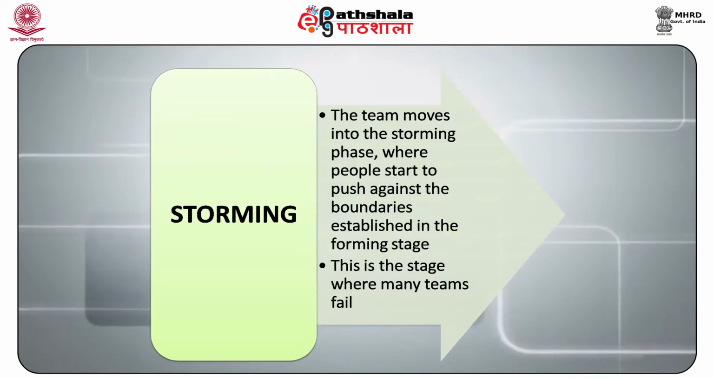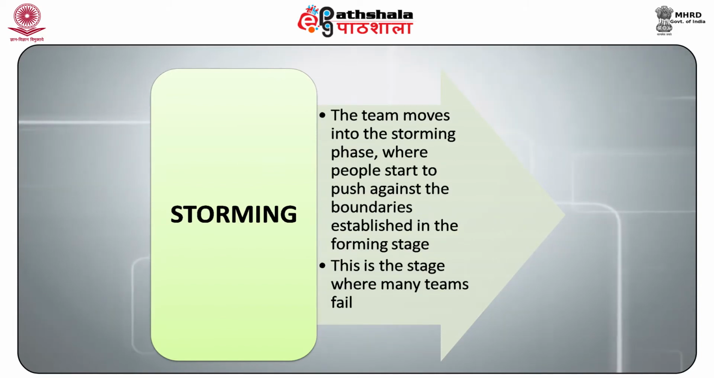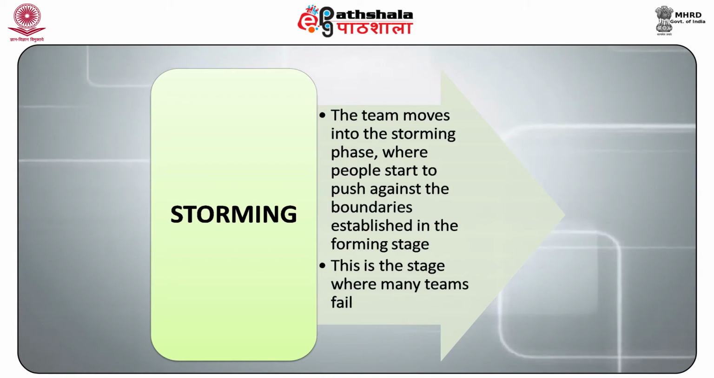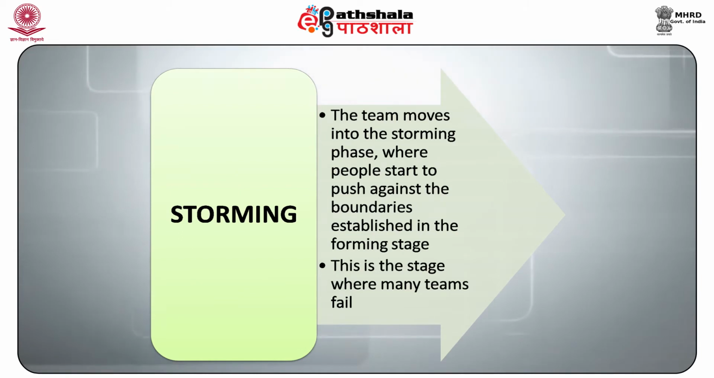Next, storming. Next, the team moves into the storming phase, where people start to push against the boundaries established in the forming stage. This is the stage where many teams fail. Storming often starts where there is a conflict between team members' natural working styles. People may work in different ways for all sorts of reasons, but if differing working styles cause unforeseen problems, they may become frustrated. Storming can also happen in other situations.